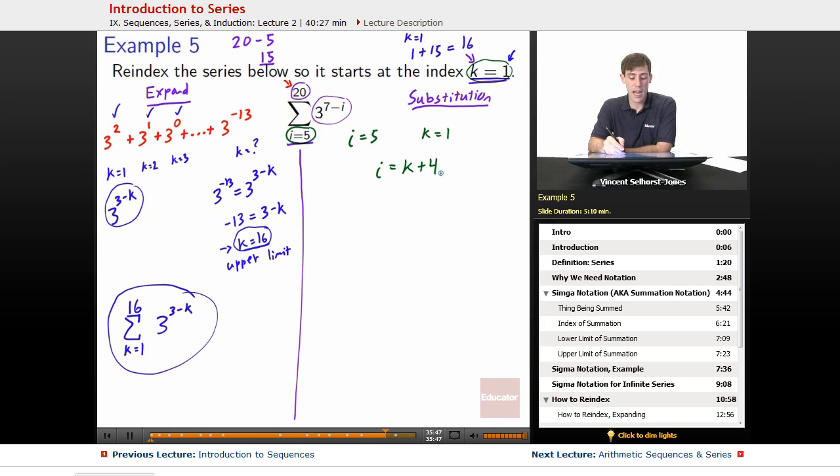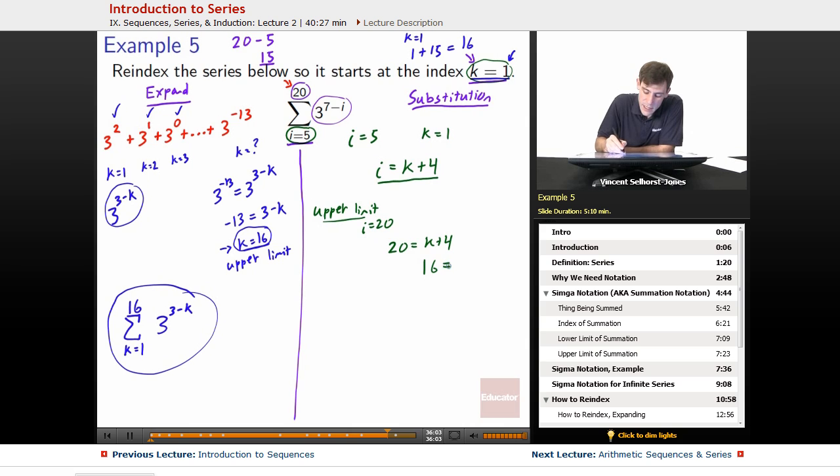So if i is equal to k plus 4 in general, right, this is just going to hold true in general, then what about our upper limit? When i is equal to 20, what will our k wind up being? So we'll have 20 equals k plus 4, which means 16 is equal to k for the upper limit. So 16 equals k for our upper limit. Now we just plug in through substitution. So 16 is our upper limit.